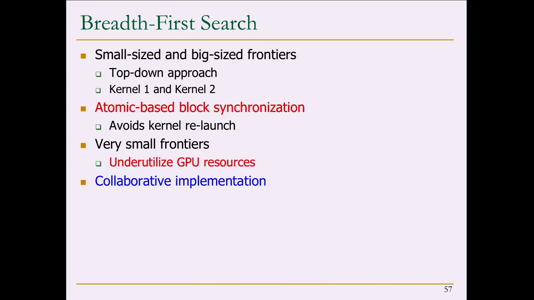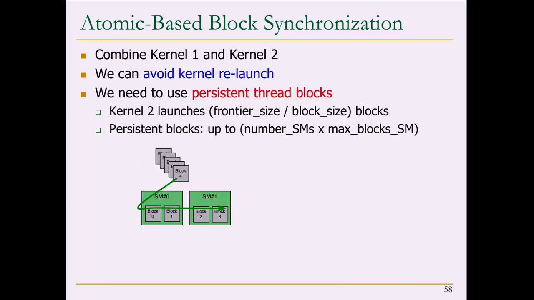So the first thing I want to explain is that it is possible to have an intermediate solution between kernel 1 and kernel 2. We could call it kernel 3, right? And this is going to use some atomic-based block synchronization. There is some way of synchronizing thread blocks without terminating the kernel and relaunching a new kernel. And once we explain this atomic-based block synchronization, then we will be able to discuss the collaborative implementation.